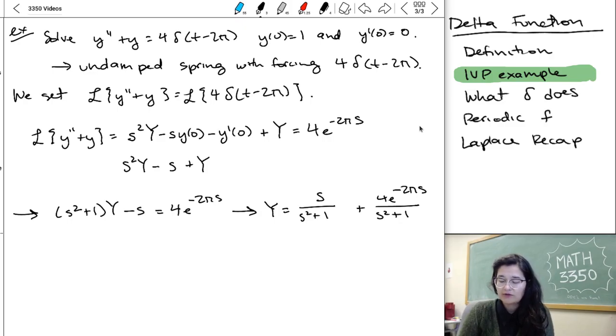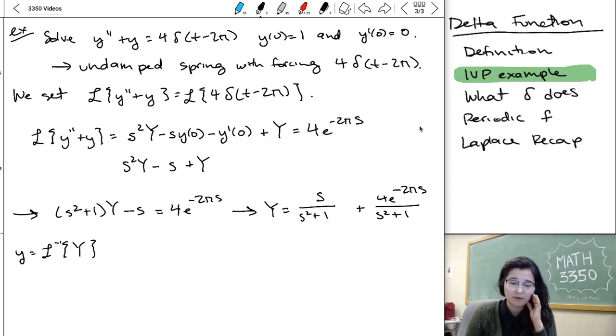And now we're to the working backwards part. We know what capital Y is, and we want to take the inverse Laplace transform of that in order to get our solution. And I'm again going to go ahead and move to the next slide to do that, because I don't want to have to switch and only have one line. So hit pause if you're still writing here.